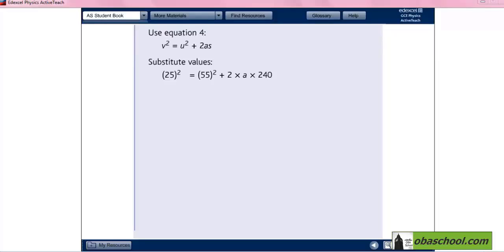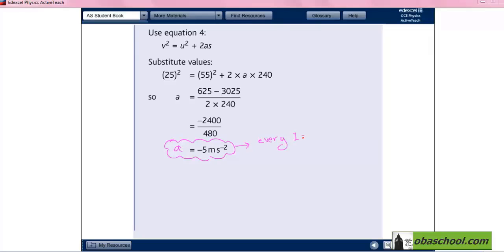Now, this here is the calculation method. Acceleration is minus 5 meters per second squared. This answer means that every second the airplane slows down 5 meters per second. Now we found the acceleration, so we are now able to find the force.